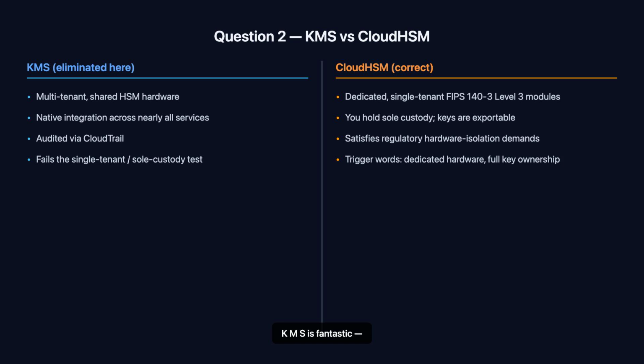KMS is fantastic. It integrates natively across nearly every service and logs everything to CloudTrail, but it fails this specific test because the hardware isn't single-tenant. So both KMS answers are out, and S3 managed encryption is out for the same reason. CloudHSM is the correct answer. It gives you dedicated single-tenant modules, you hold sole custody, and the keys are exportable. The trigger words are always dedicated hardware and full key ownership. When you see those, reach for CloudHSM.